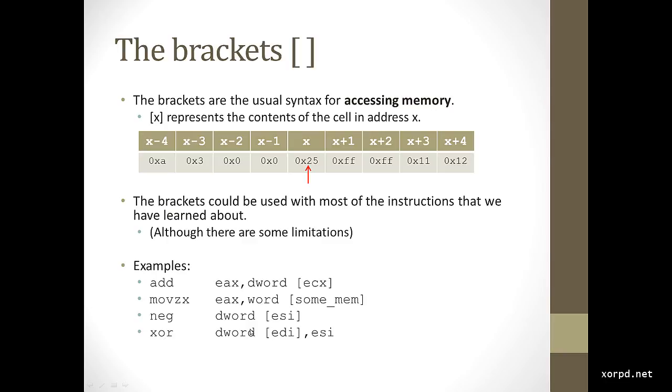Another example, xor D-word [EDI], ESI. This instruction changes the memory in location EDI. Basically, it takes the contents of the memory in address EDI, it reads 4 bytes as one D-word, then it performs XOR with the contents of ESI, and it stores the results back into address EDI. In fact, it stores 4 bytes. The first one in location EDI, the second one in location EDI plus 1, and so on.